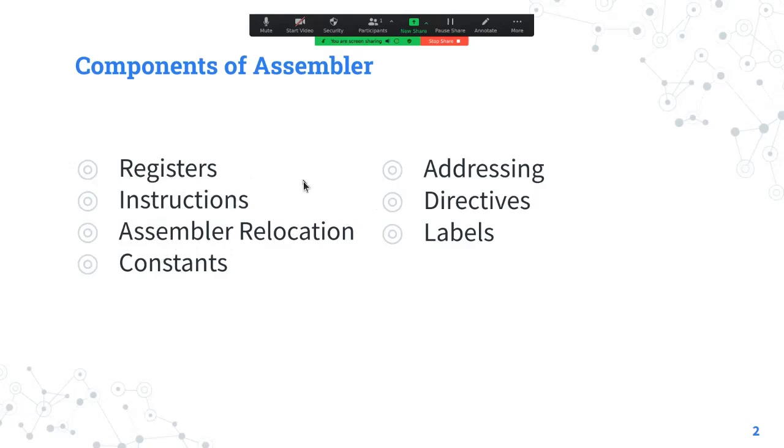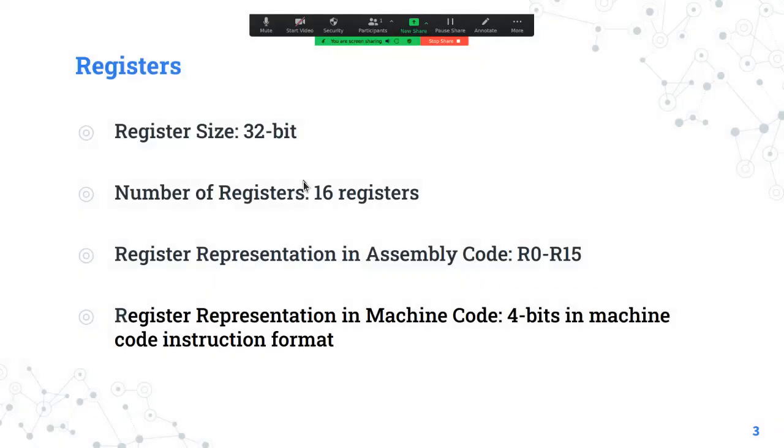This is the part of the assembler, which is why they mentioned this. The register size is 32-bit. Each register will store a 32-bit value, and there are 16 such registers. Register representation in assembly code would be something like R0 to R15. You can also have reserved registers.